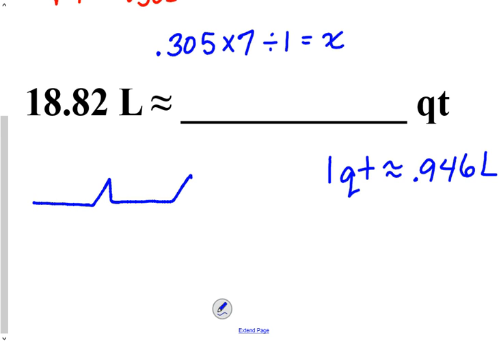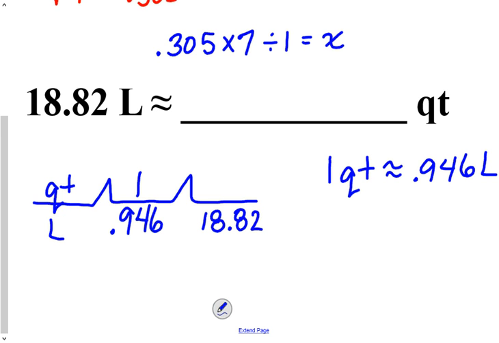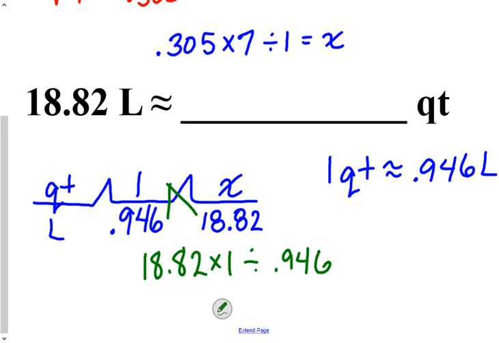So I'm going to set this up and put that conversion factor in. 1 quart is equal to approximately 946 thousandths of a liter. The 18 and 82 hundredths has to go on the bottom. It goes on the bottom because it's a number of liters. And the X goes on top because it's a number of quarts, and we don't know how many quarts. So when I solve this one, I'm going to do 18 and 82 hundredths times 1. And then I'm going to divide by 946 thousandths to get X.